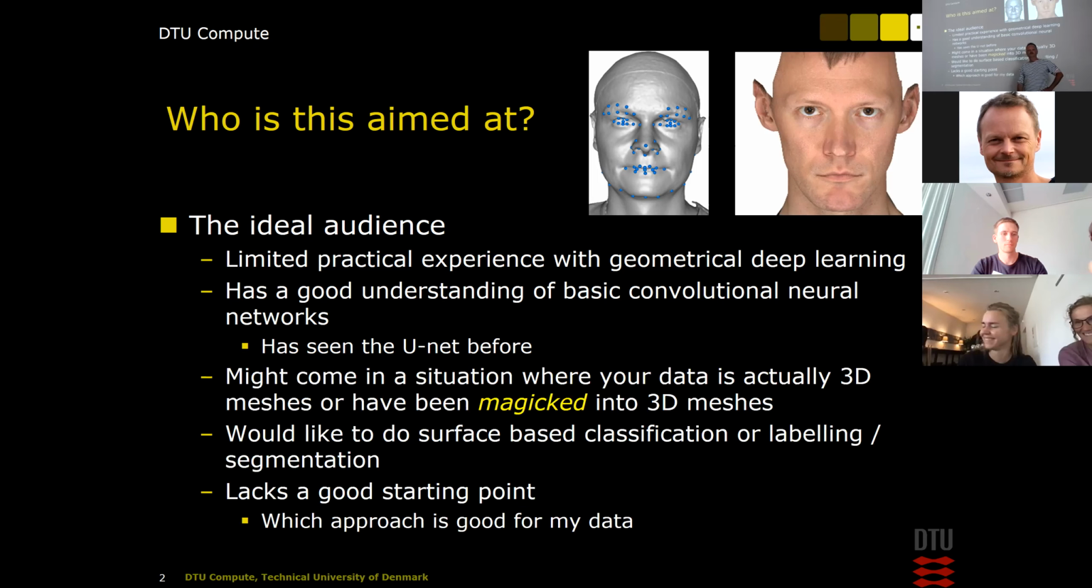And also you might come into a situation where you have 3D meshes, or where your data in a kind of magic way suddenly turns into 3D meshes by, for example, iso-surfacing or something else. And then you would like to do something like surface-based classification, labeling, segmentation, shape matching, or something like that. So you lack a good starting point: which approach could I go into? Which part of the jungle should I explore? And that is what I hope to give.